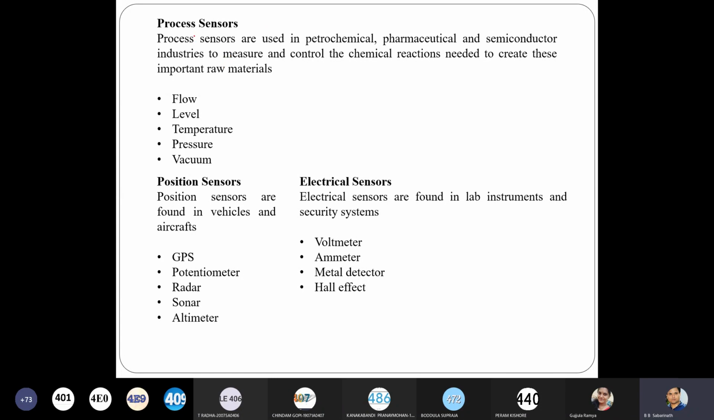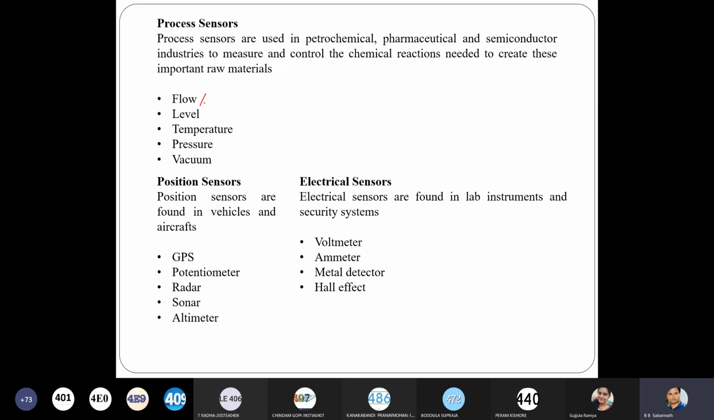For example, you may have process sensors. Process sensors are used in petrochemical, pharmaceutical, and semiconductor industries. We are not defining what a sensor is or what an actuator is. Just go through it, we'll define them in a short time. Before that, just go through this slide.